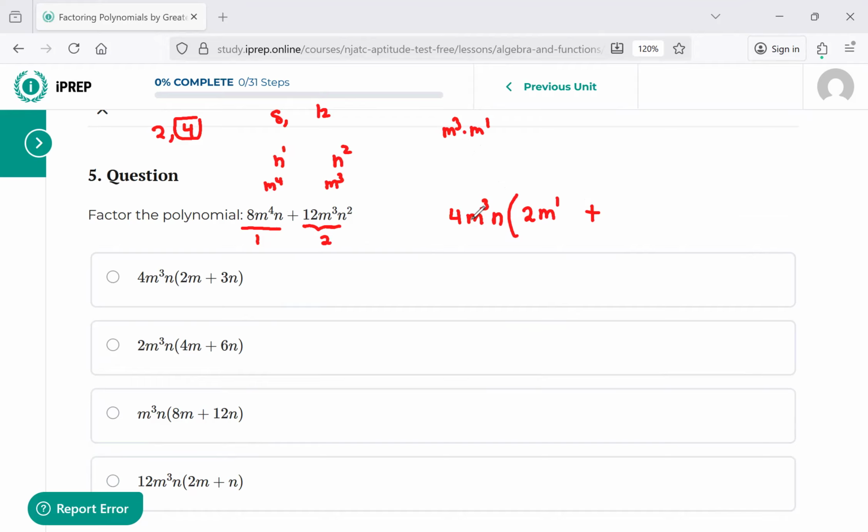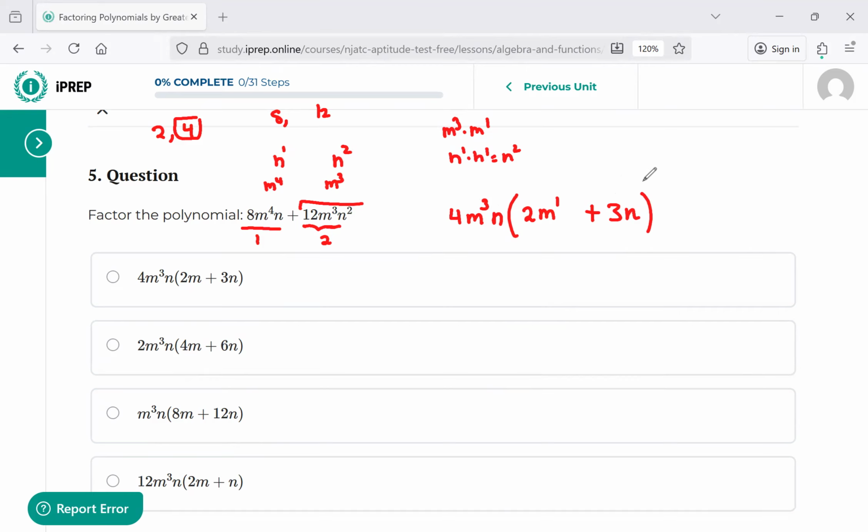Now, what about the second term? What do you have to multiply 4n m^3 n to get the second term, 12m^3 n^2? Well, you're going to need a 3 because 4 times 3 is 12. And do we need any more m's? Well, we already have an m^3, so we're good. We don't need any more m's. And then what about n's? I believe we need one more n because n^1 times n^1 is n^2, right?